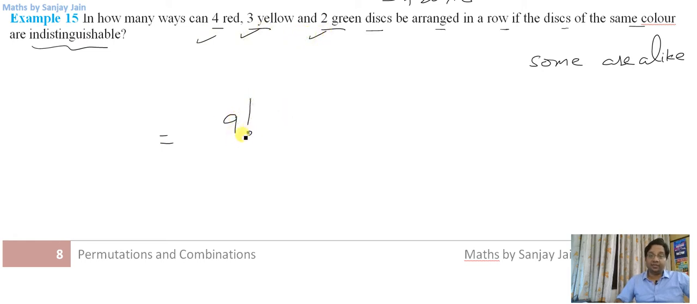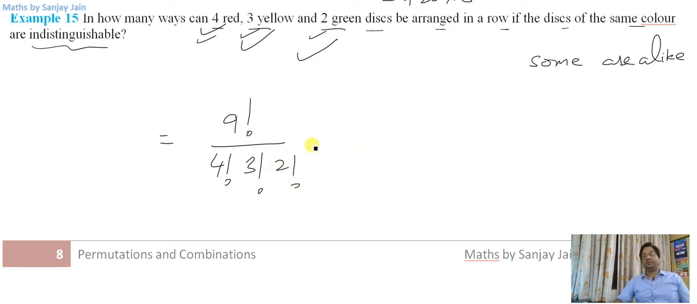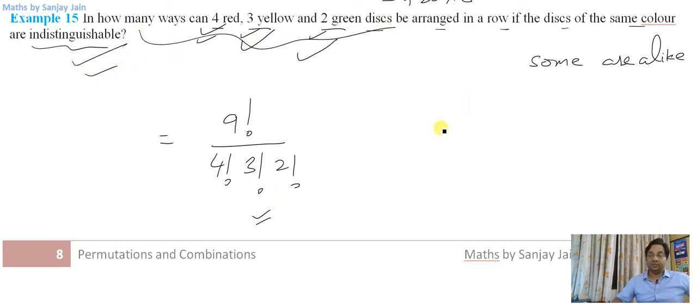So 9 factorial arrangements would have been there if all of them were different. But now 4 are red, which are indistinguishable or alike. So I'll divide it with 4 factorial. 3 yellow, so I'll divide it with 3 factorial. 2 green, so I'll divide it with 2 factorial. This will give me the total number of arrangements as per the given question. Now I want you to calculate this yourself.